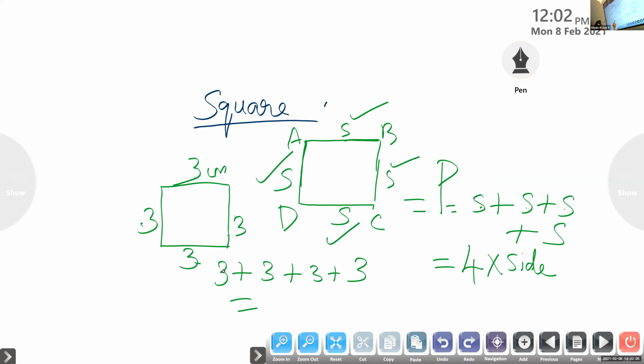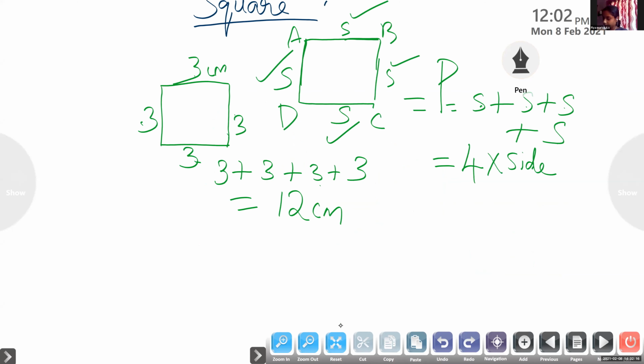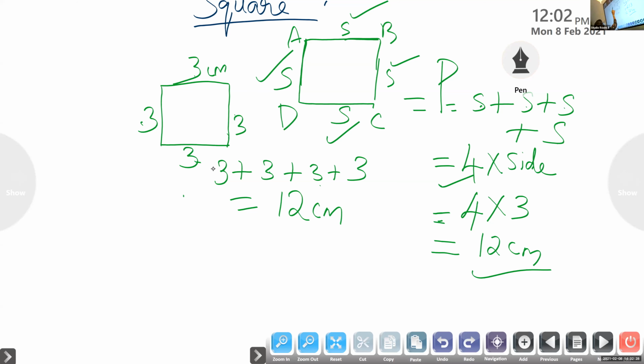So add and tell me 3 plus 3? 6. 6 plus 3? 9. 9 plus 3? 12. 12 centimeter. Now children are going to use the formula. What is that? 4 times 3. What is 4 threes? 12. So which is easy, using this formula or adding all the sides? Formula. But if your formula is wrong, the answer is wrong. Everything will be wrong.